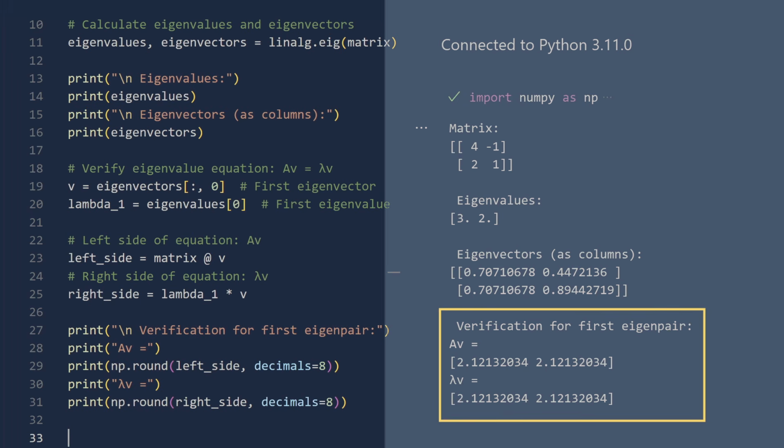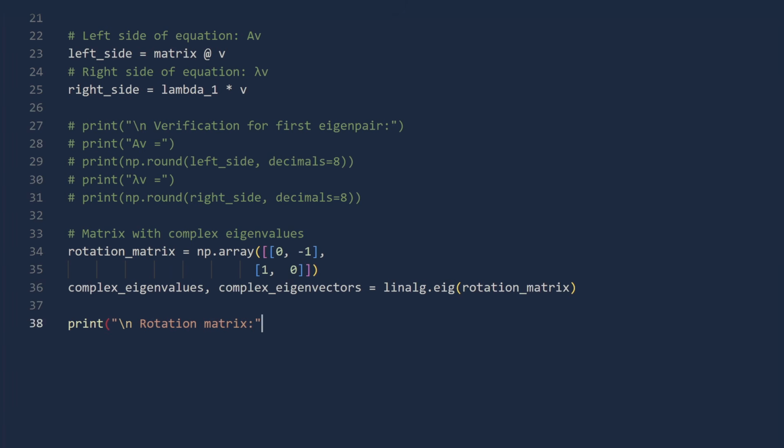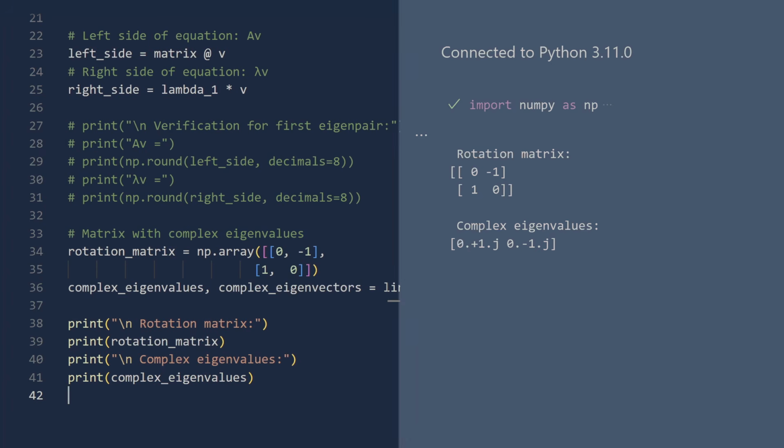However, not all matrices restrict themselves to real numbers. Some matrices, particularly those representing rotations, naturally produce complex eigenvalues. Let us examine a rotation matrix, one that rotates vectors by 90 degrees. Run. The appearance of complex eigenvalues is not an error, but a natural consequence of the matrix's properties.